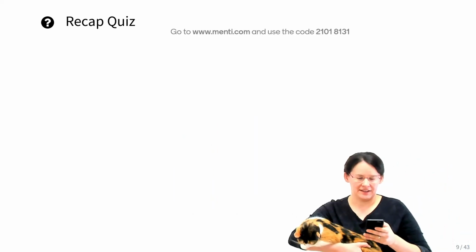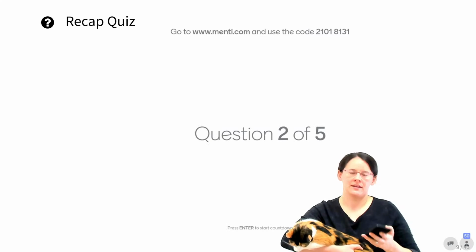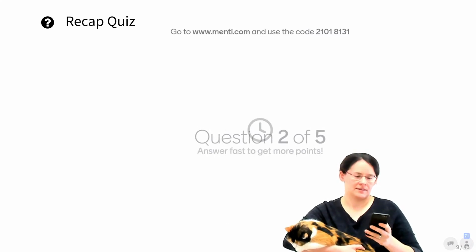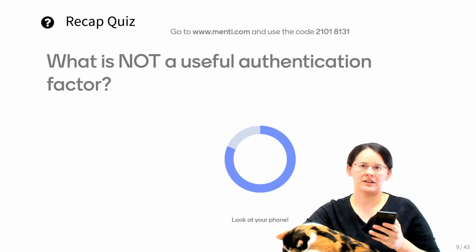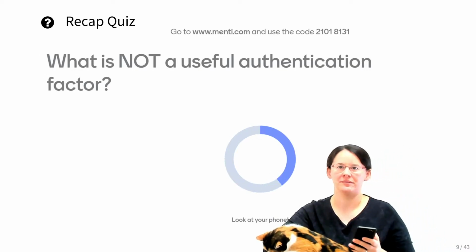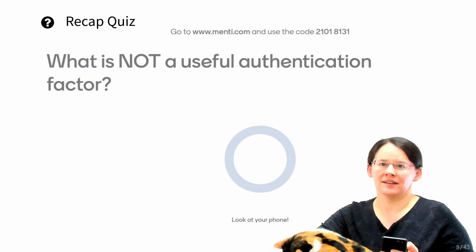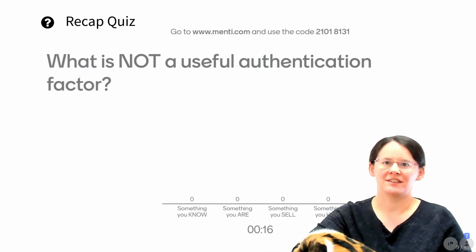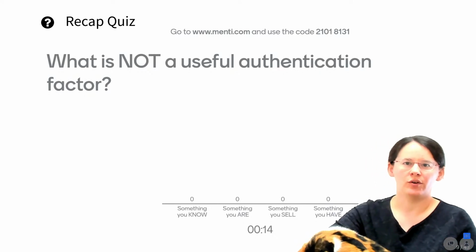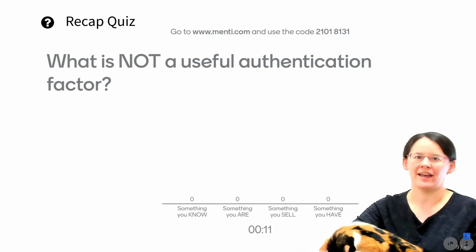Okay, let's have a look at the next one. So this one says, what is not a useful authentication factor? A, something you know, B, something you are, C, something you sell, or D, something you have.